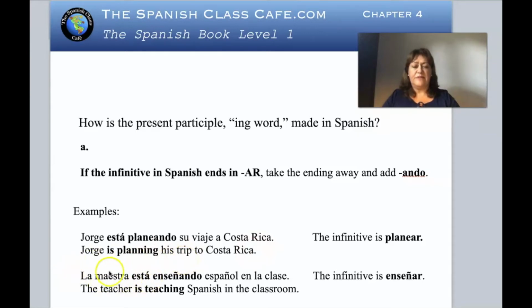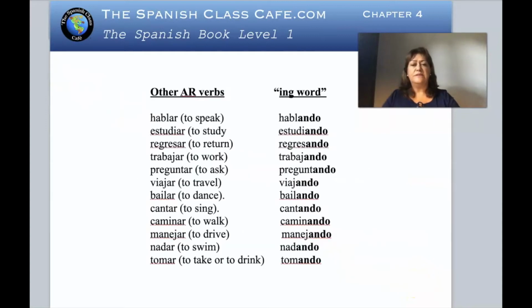La maestra is she, so it is the same conjugation. La maestra está enseñando español en la clase. Enseñar is another AR verb, and it becomes enseñando. Okay, now let's see. I have here a list of AR verbs, and then you can see how they change.